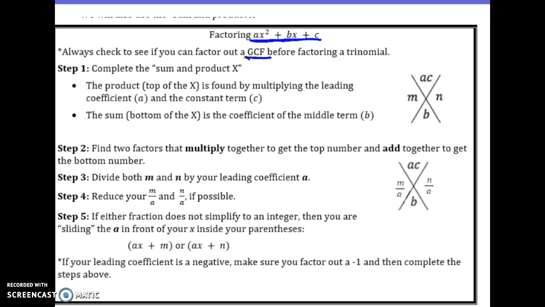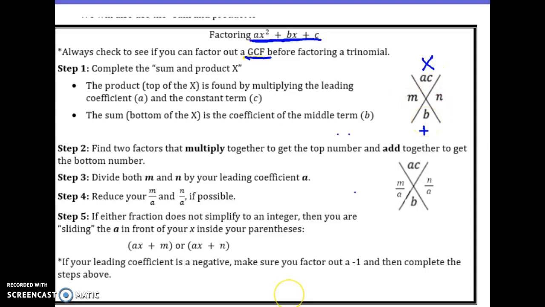This is a method that helps you factor. We call it complete the sum and product x. Just like we did before, only the product is going to be the a times the c. So you take your a times your c and put it in the top of the x. The bottom of the x is going to be your b term. Now you look for two numbers, m and n, that when multiplied together give you a times c, but when added together give you that middle term, or b.